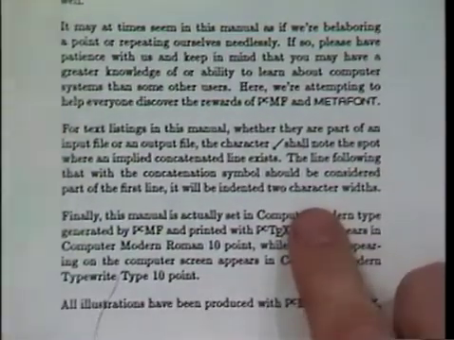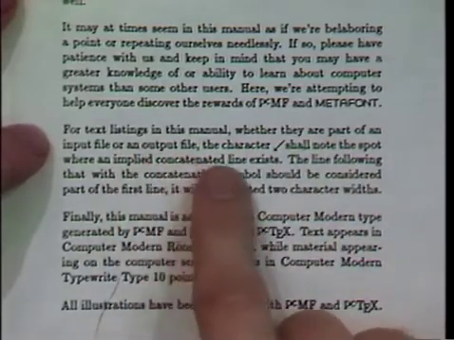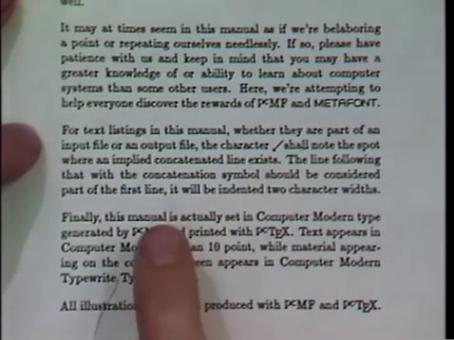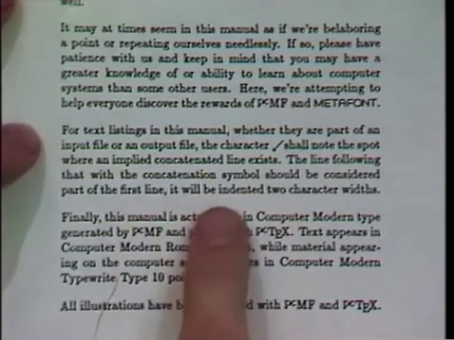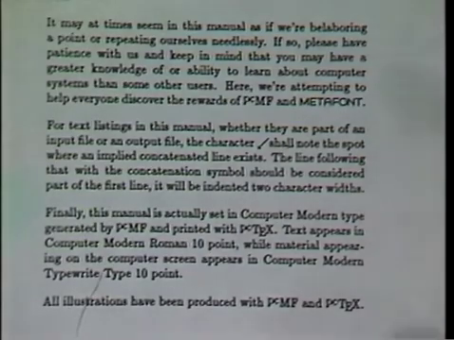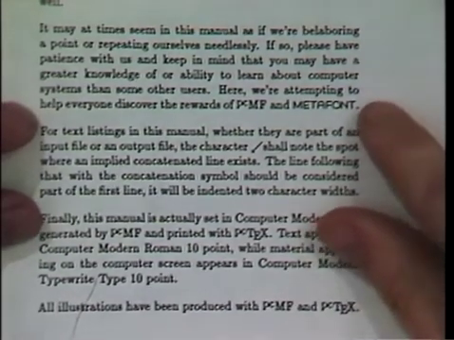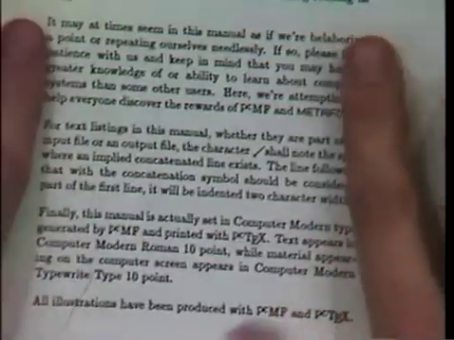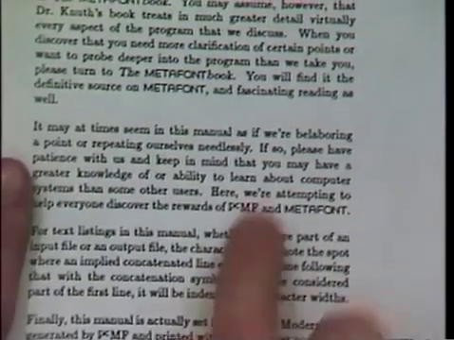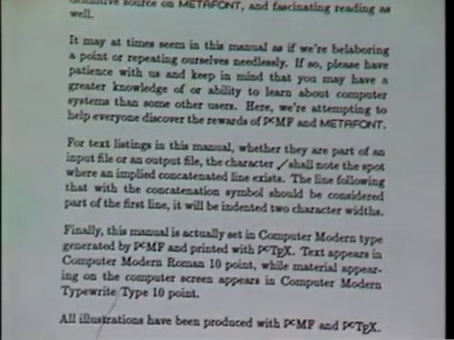Now the next paragraph, though, says, "For text listings, whether they're part of an input file or an output file, the character something shall note the spot where an implied concatenated line exists. The line following that with the concatenated symbol should be considered, it will be indented 2 character widths." Now, I don't understand what the heck the guy's talking about, and I wrote Metafont. So finally, after seeing a bunch of examples, it was clear that really this is much narrower. They wanted to show lines that are wider than their page, and so they wanted to show that something that's 2 lines in this book is actually 1 line in a file, but that's not what it says here.